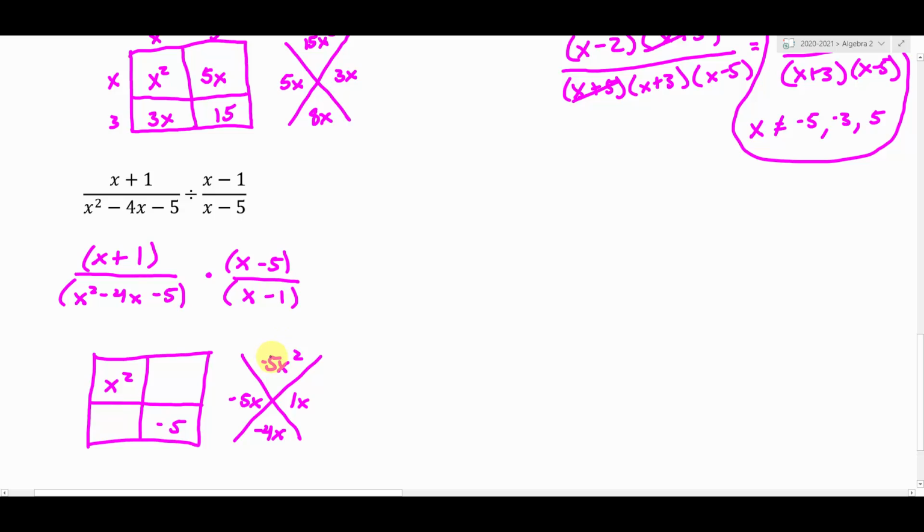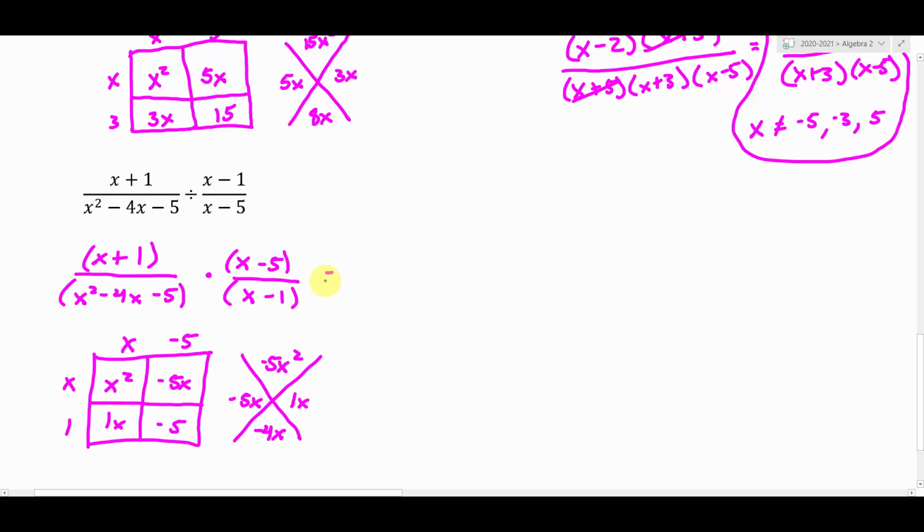-5 times +1 is a -5. -5 plus 1 is a -4. And I can use those numbers to fill in my other diagonal. Then I go and get my outside dimensions. So we'll have x and x to get x squared. X times 1 gets me 1x, and x times -5 gets me -5x.